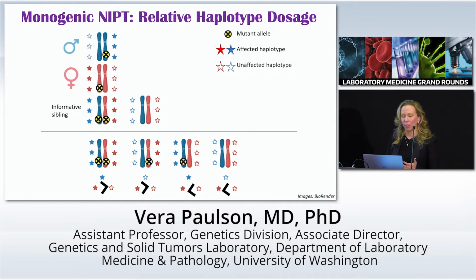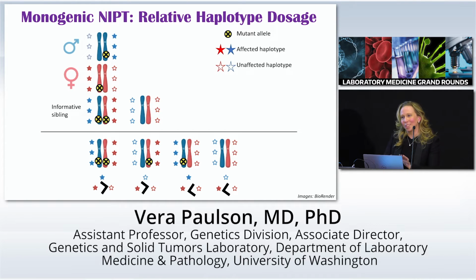And so there's another method used called relative haplotype dosage. And instead of looking for the mutation, you're looking for the thousands of polymorphisms surrounding that mutation to detect its presence and increase your ability to then identify that mutation.